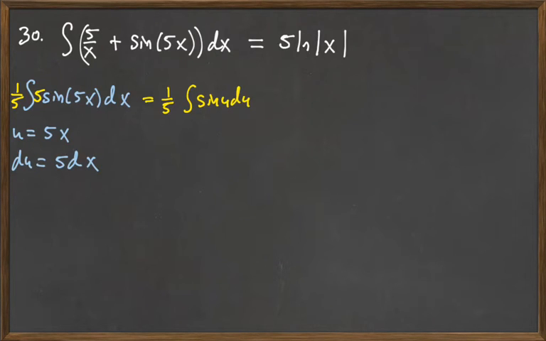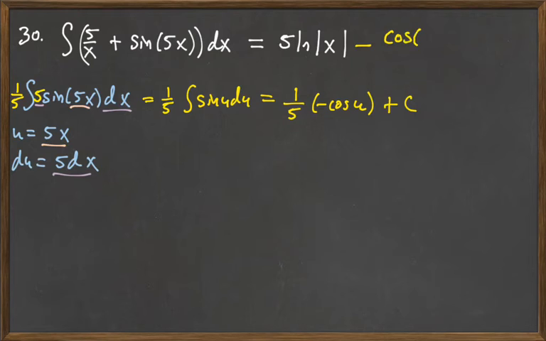So there's your u, and your du is going to be 5 dx. So what's going to remain is you're going to have a u inside the sine and then a du. So the integral of sine is going to be a minus cosine of u plus constant of integration. And so that's where we get the negative cosine of 5x over 5 plus your constant of integration.